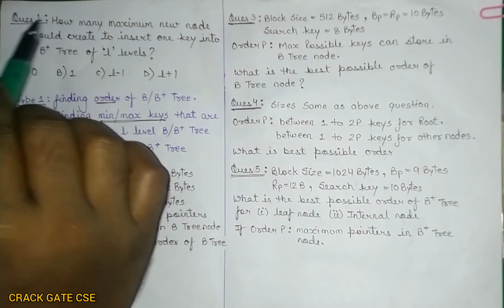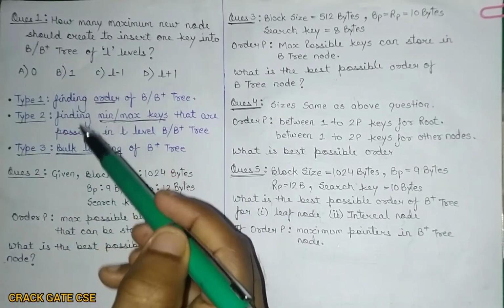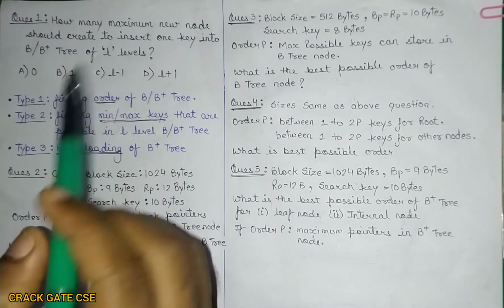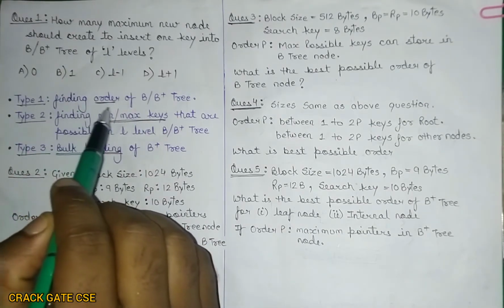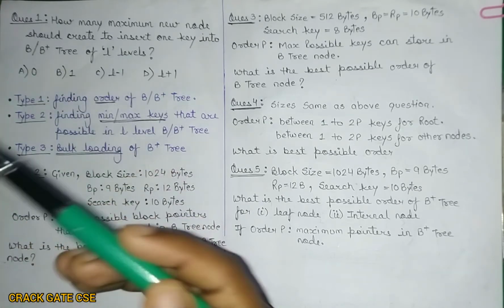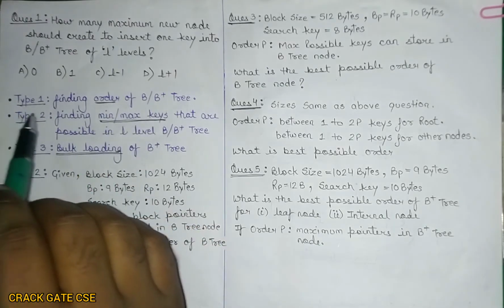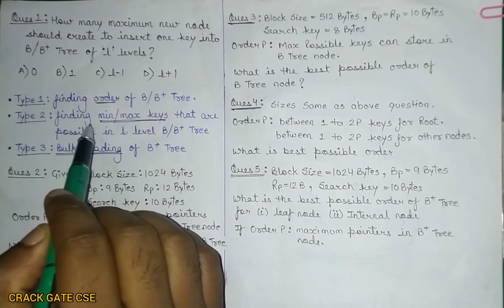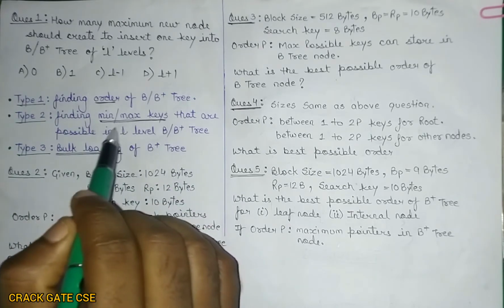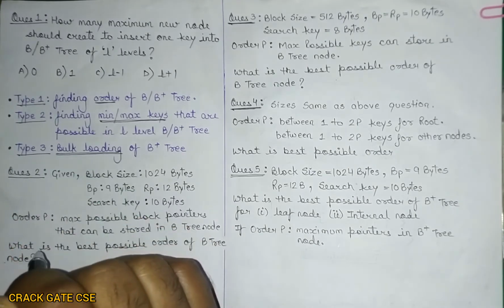This first question is a generic question that can be asked, and there are 3 varieties of questions that can be asked from B and B plus tree. The first type of question will be finding the order of B and B plus tree. This order is nothing but the maximum child or maximum key that a B or B plus tree node can have. Type 2 questions can include finding the minimum or maximum possible keys in B or B plus tree of L level. And the third type of question can be based on bulk loading of B plus tree.